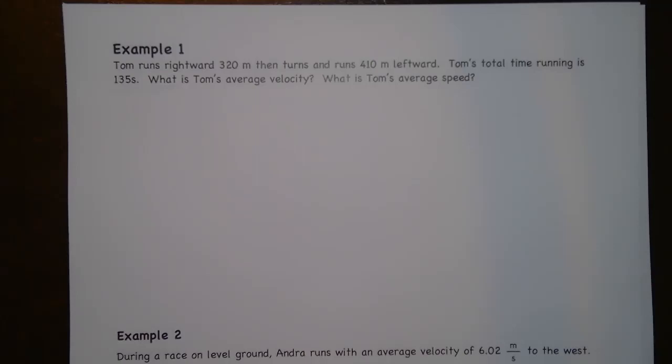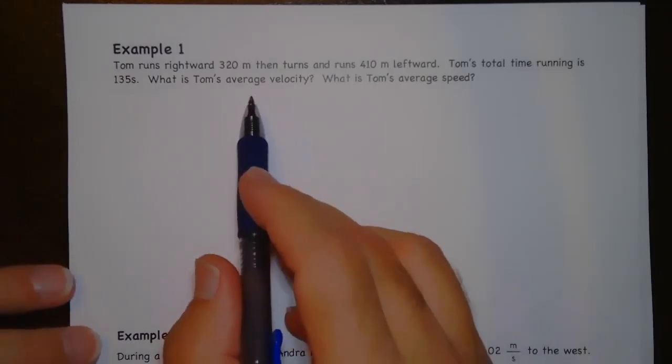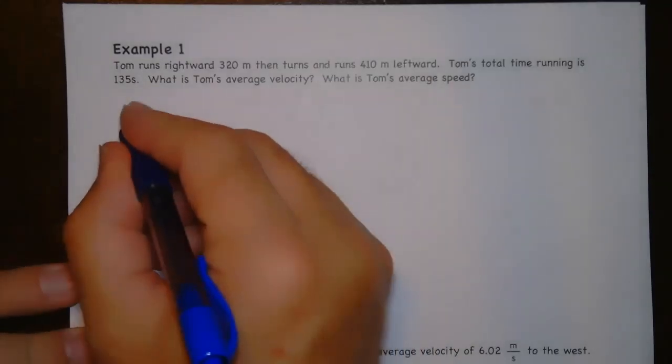So here's the first example. Tom runs rightward 320 meters, then turns and runs 410 meters leftward. Tom's total running time is 135 seconds. What is Tom's average velocity and what is Tom's average speed? Okay, so let's work on the average velocity first, okay? So we need displacement, which is delta x.